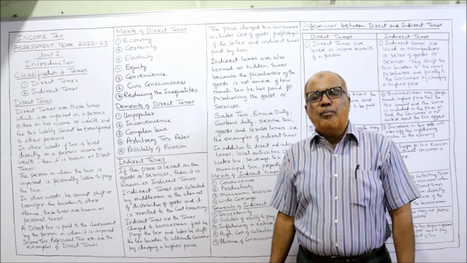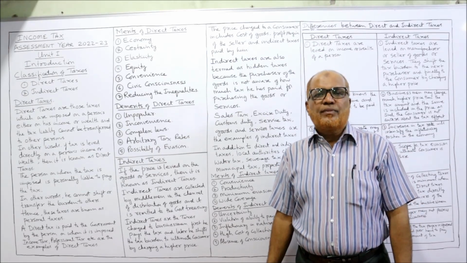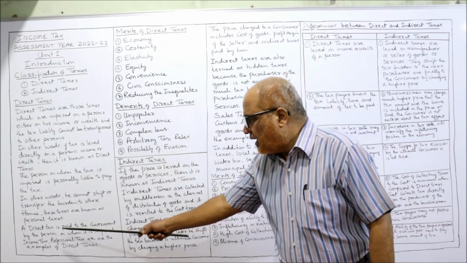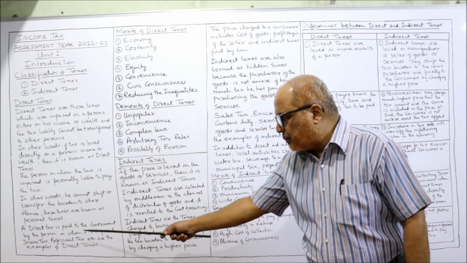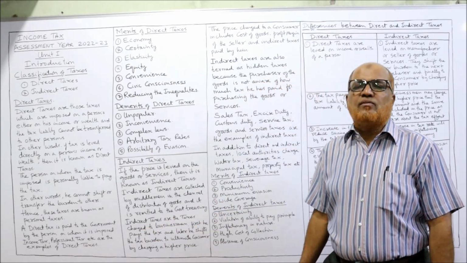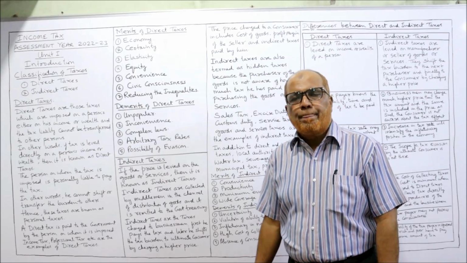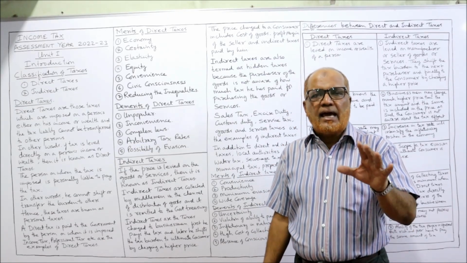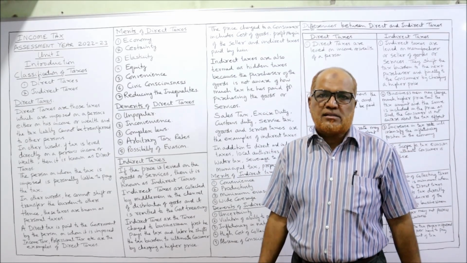Once the government imposes the tax on a particular person, he has to pay from his own pocket and cannot shift the burden to another. A direct tax is paid to the government by the person on whom it is imposed. Income tax and profession tax are examples of direct tax. This is important, you have to remember: income tax, profession tax, etc. are examples of direct taxes.